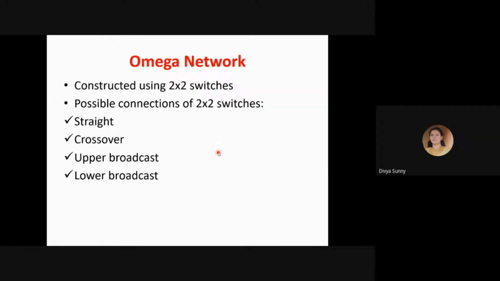Omega network is constructed using 2 by 2 switches. That means the switches have 2 inputs and 2 outputs. Using 2 by 2 switches, the possible connections are straight, crossover, upper broadcast, and lower broadcast.